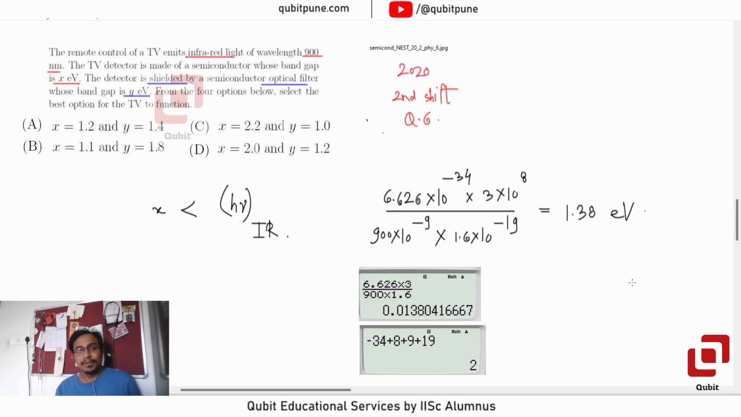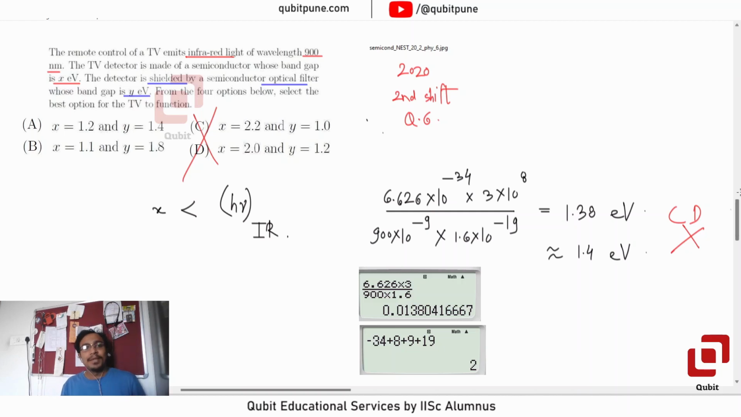Now look, will C and D be acceptable? No, C and D will not be acceptable. Why? Because there the band gap is greater than what the IR photon has to offer. Have you understood this? Yes, okay. So we can approximate it as 1.4 now, because otherwise we will not be able to conclude whether it is option A or B.